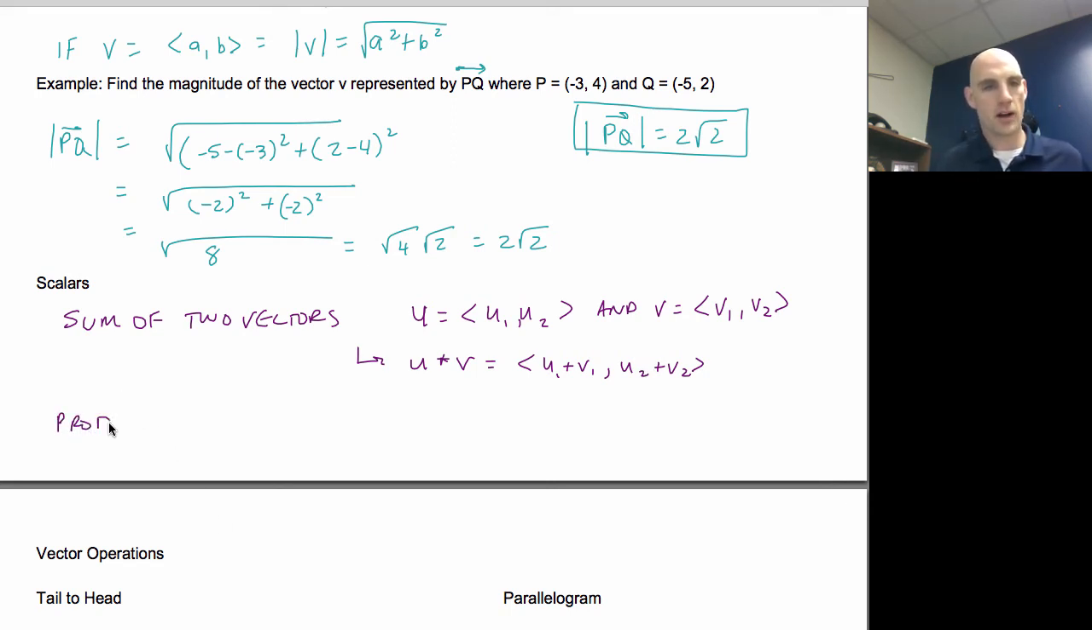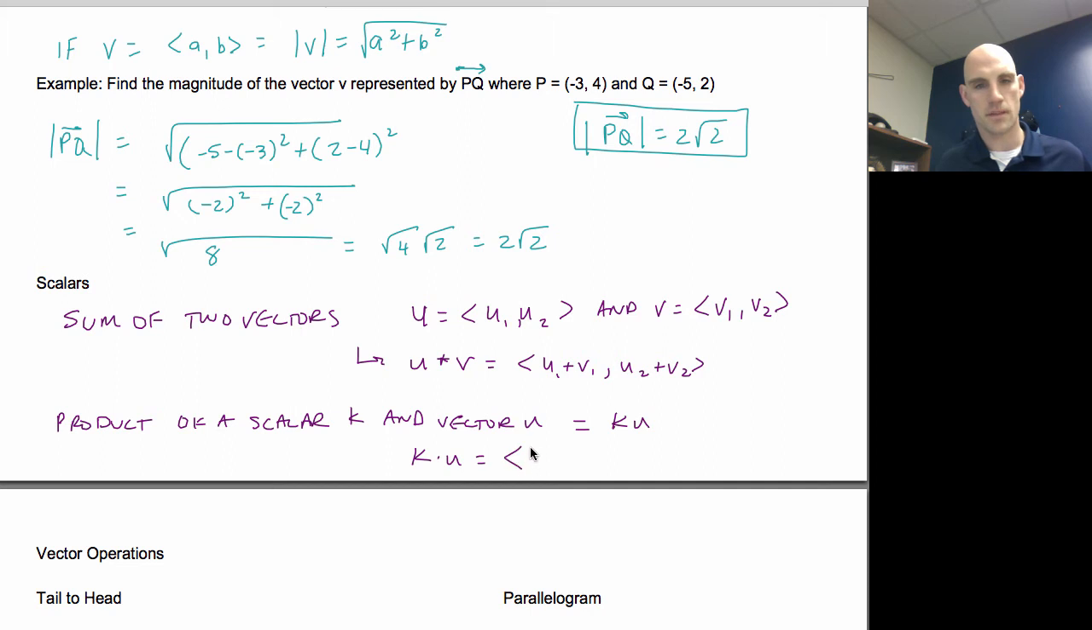If we were going to do the product, so for example, of a scalar k and vector u, this would be equal to k times u. K times u is going to be equal to k times u1, comma, k times u2.